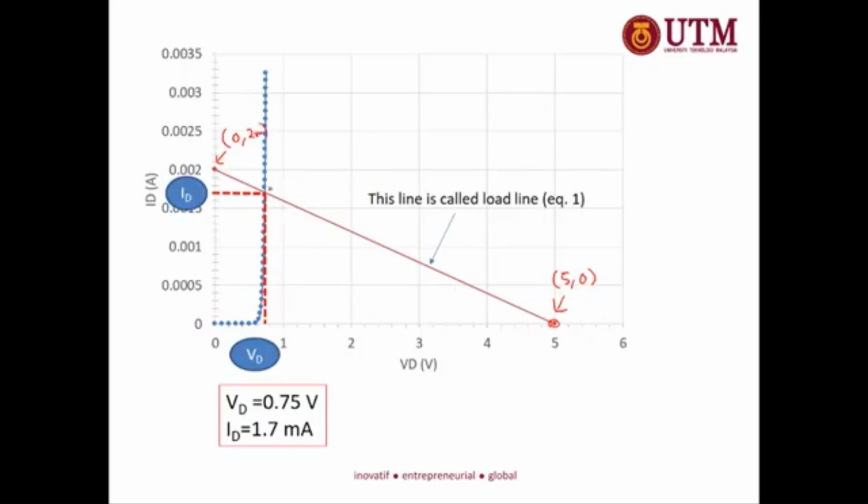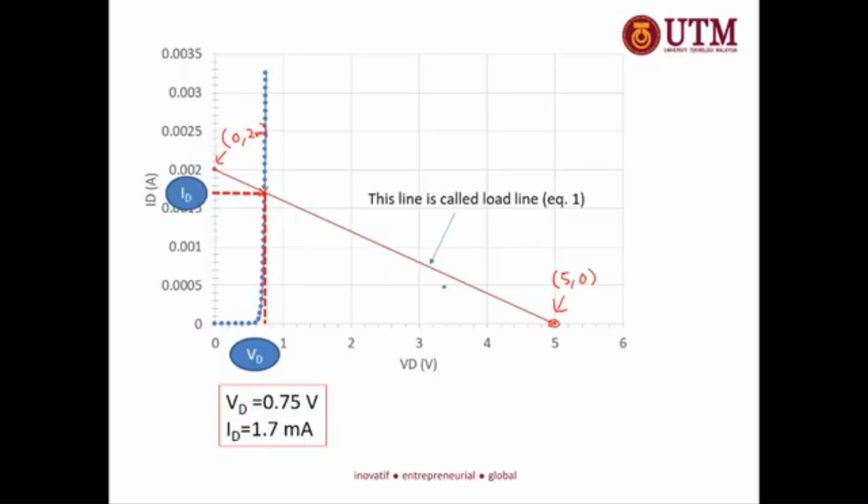The answer is the intersection between equation 1 and equation 2, the IV characteristic of the diode. The intersection is the solution, so you read the intersection point. You can get the operating point at around 0.75 volt and ID is 1.7 milliampere. This is how you get the VD and ID.